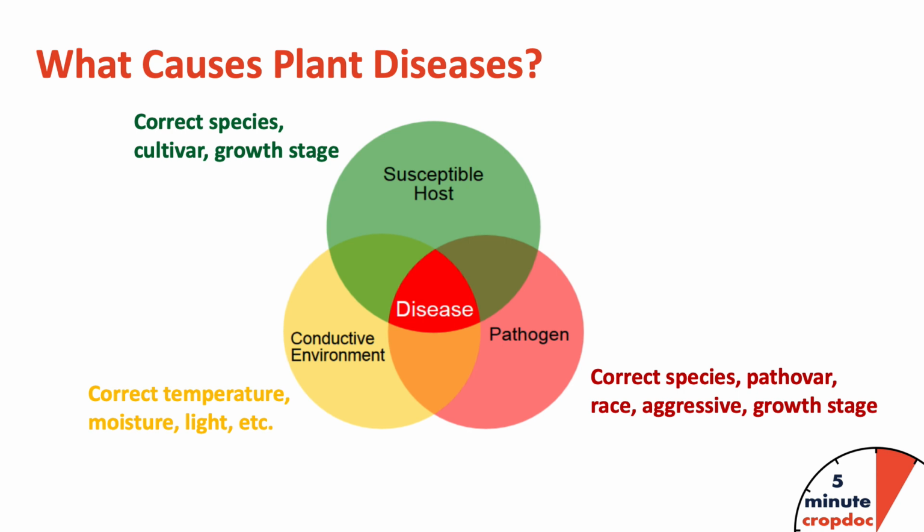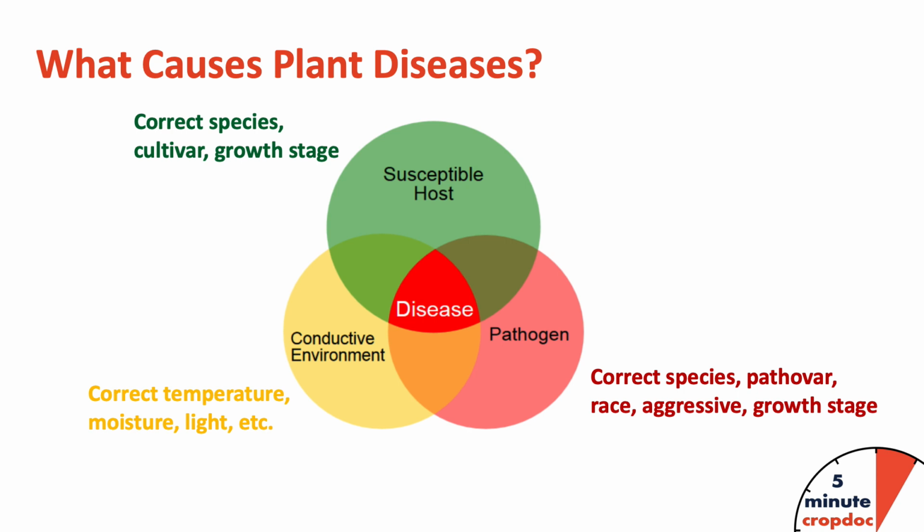crop. First, you need a susceptible host. That means it has to be the correct species, the correct cultivar, and it has to be at the right growth stage. The second thing you need is a pathogen. This is an organism that causes disease, and it has to be the right pathogen, the right species, pathovar, and have aggressiveness. And it also has to be at the correct growth stage.